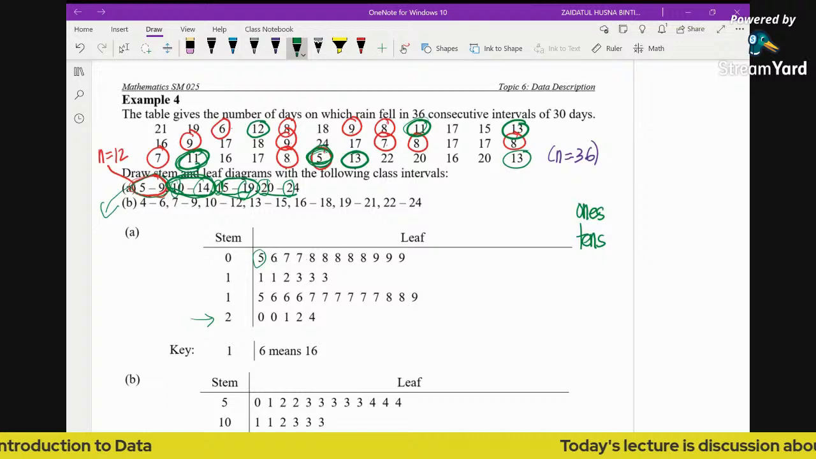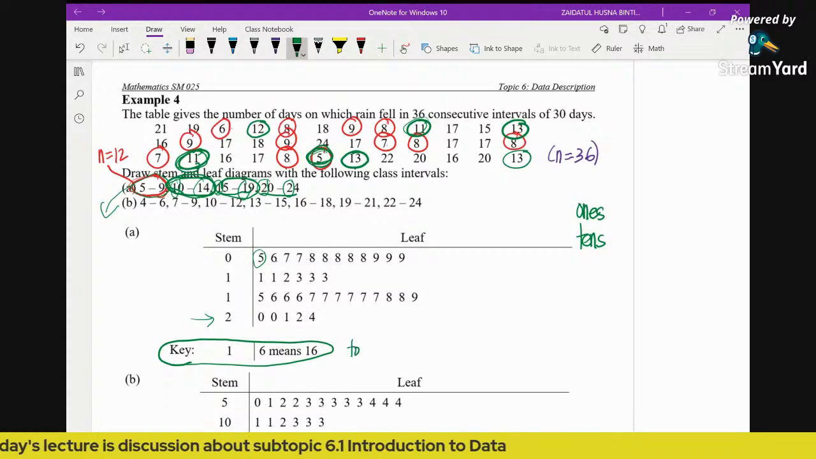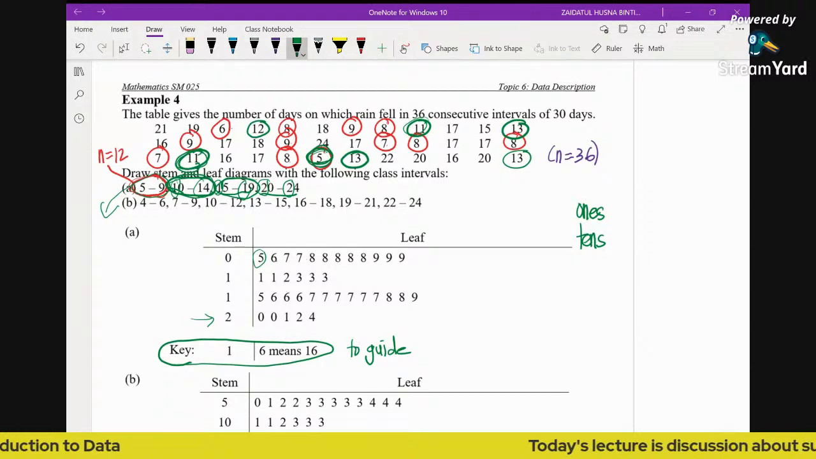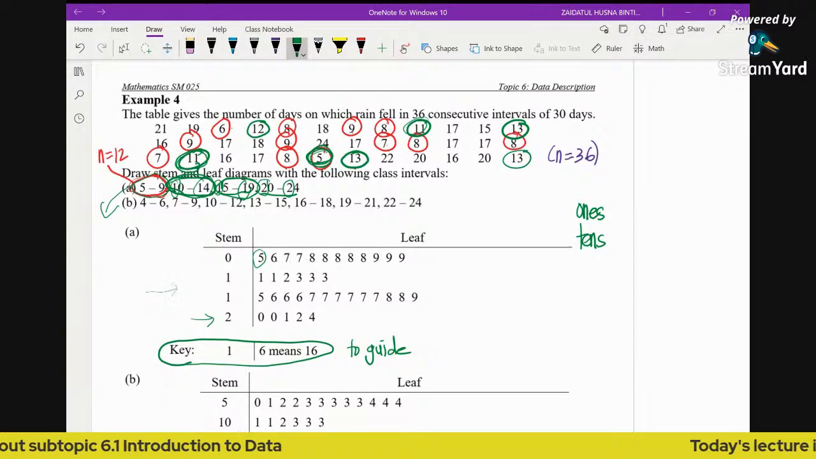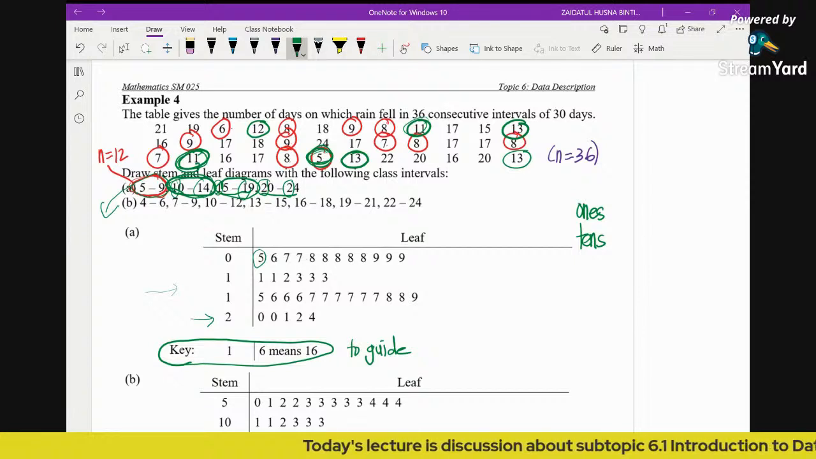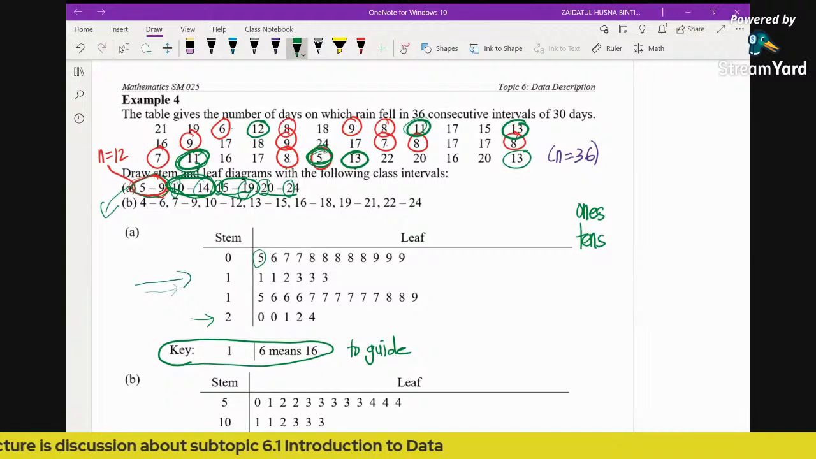And then you must provide a key. This key is a guide. The key is provided to guide your readers, because you just assume yourself as statisticians. We are now statisticians. Now we need to present this data to outsiders, to people out there. If they just look at the numbers here, how can they know what these data represent and how to read the data? If they are just given the table without the key, they will not be able to read the data correctly.